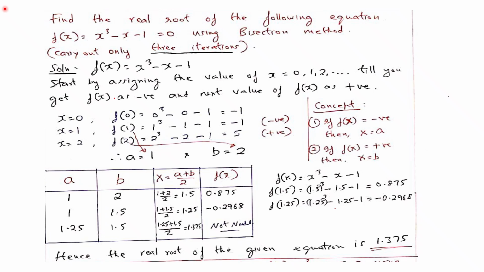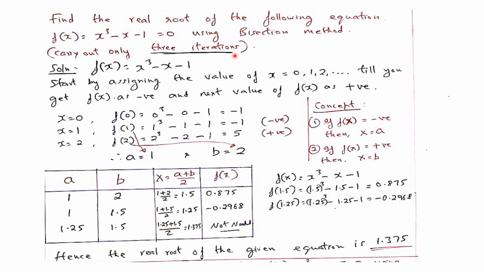This problem is under Unit 1 of Computational Mathematics, and this is a 5-mark question for the exam. The question is, find the real root of the following equation: f of x is equal to x cube minus x minus 1 equal to 0 using bisection method. And in this question it is mentioned to carry out only 3 iterations, so you don't have to do it fully. While solving in the classes, we have done many iterations till we get the constant value of x, so that is not needed here.